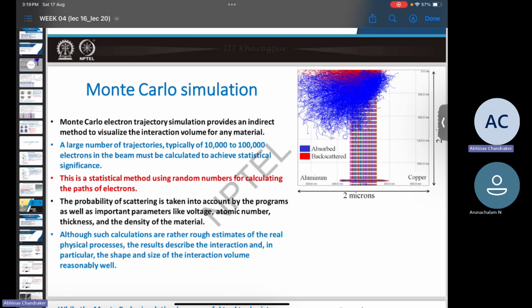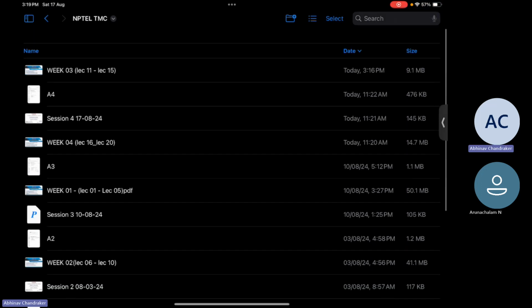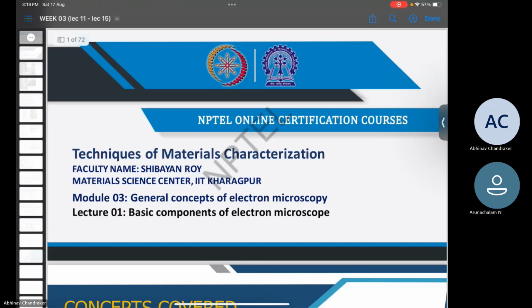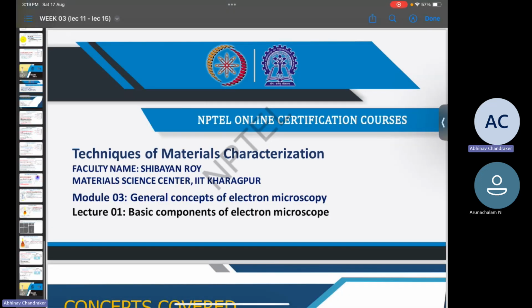So this is more often used for SEM, because there you have thick samples and you have a variety of interactions of the electron beam with the specimen. Maybe I can just go to week 3 and show the relevant part.